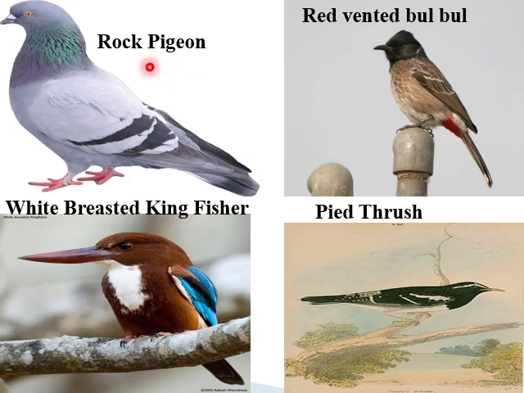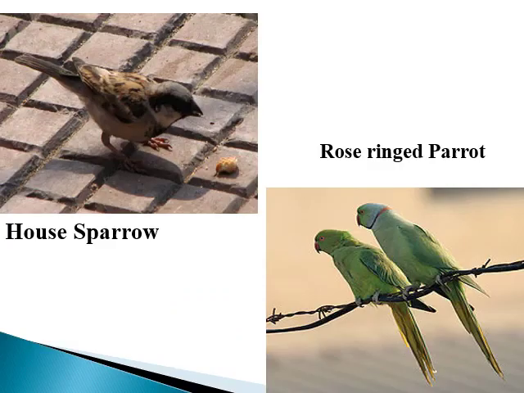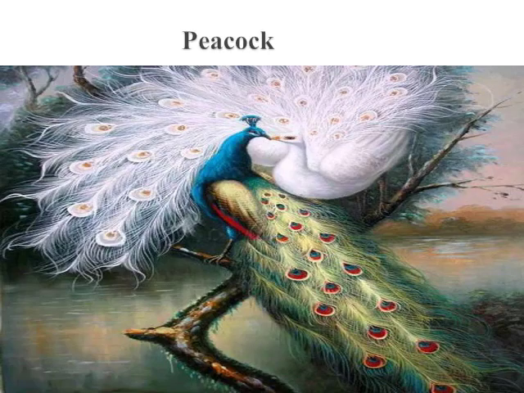Here you can see the rock pigeons, red-vented bulbul, white-breasted kingfisher and pied thrush. Here is the house sparrow that is present in our surrounding environment. Here are the rose-ringed parrots that are common in our surroundings. Here you have already seen the different types of peacock. Here are the two different species of peacocks that are present in this diagram.